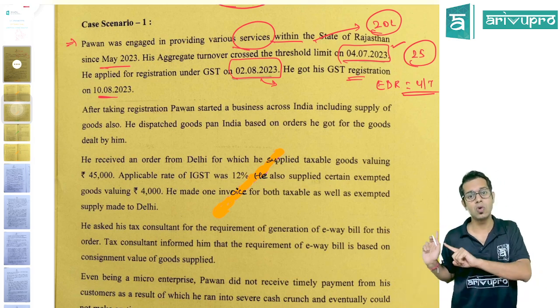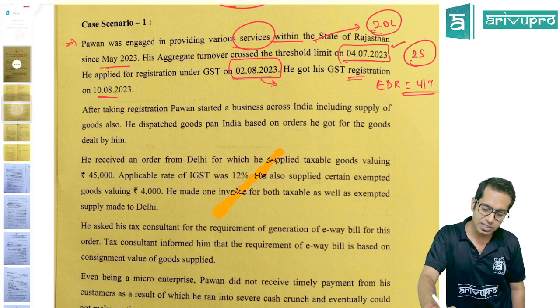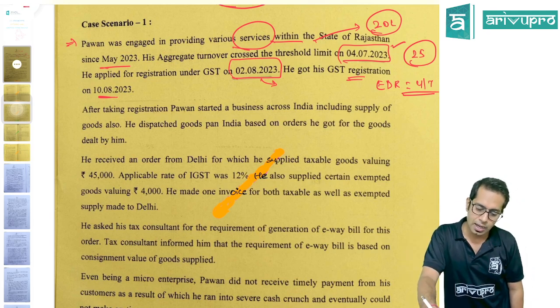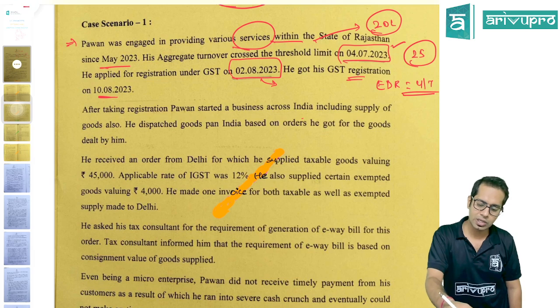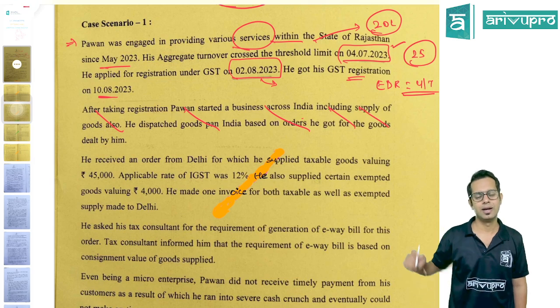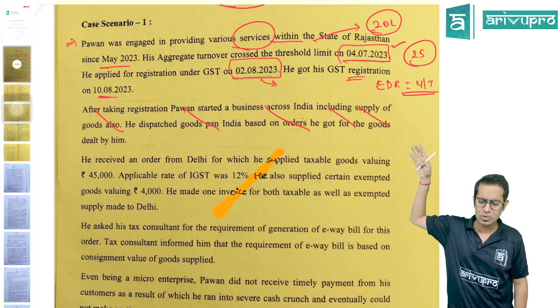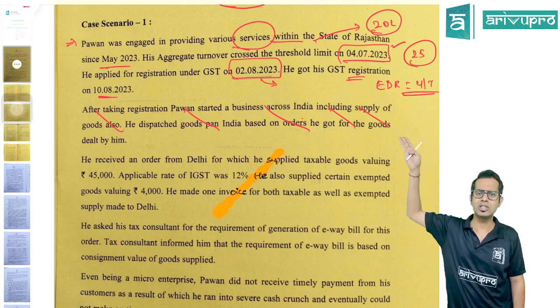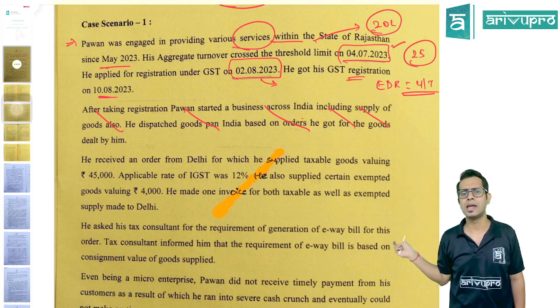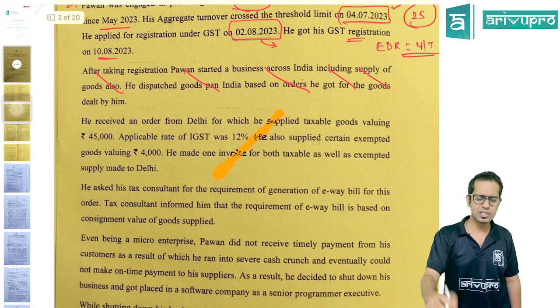Now because I knew what is asked in the question, by reading the first points I can tell my answer. After taking the registration, Pawan started the business across India, including supply of goods. He dispatched the goods pan India. See, now I told you why reading the question first is important, because this is a story. If you break your head on this story, this information is not required for the questions which are asked, correct? So this is a story.